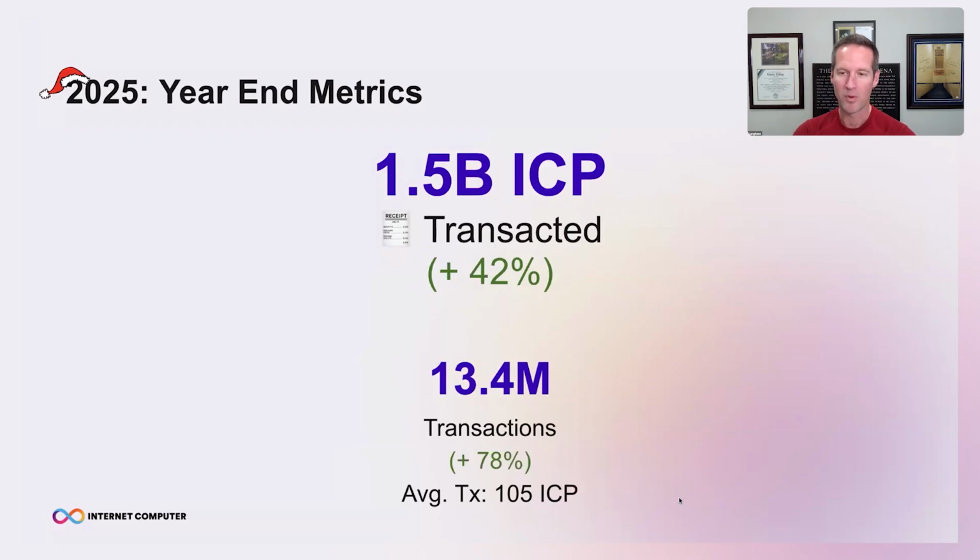1.5 billion ICP was transacted this year. That's an increase of 42% over last year. And that happened over 13.4 million transactions. That's up 78% from last year. So we're seeing a lot more movement of ICP. Average transaction, if you just divide those two numbers, you get to 105 ICP. So just about at today's prices, what is that, like $300 per transaction or so. Really nice to see those numbers increase. Going to the next slide.